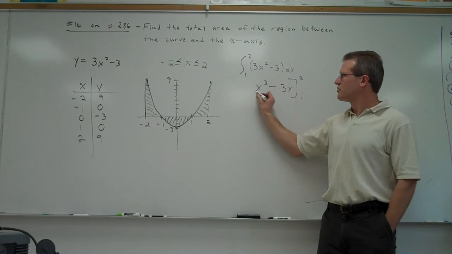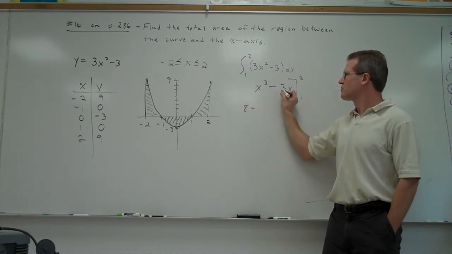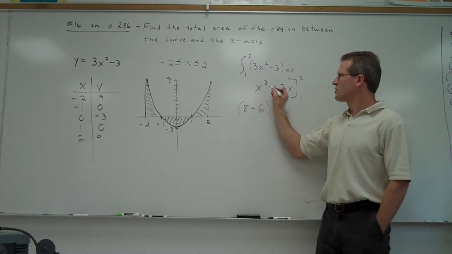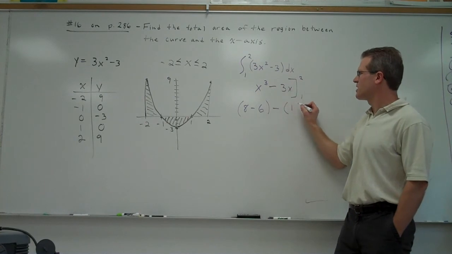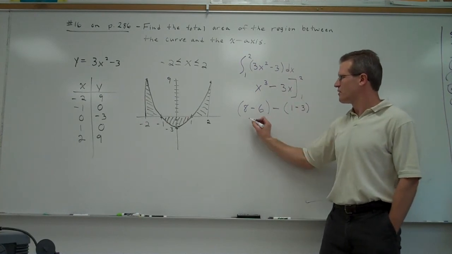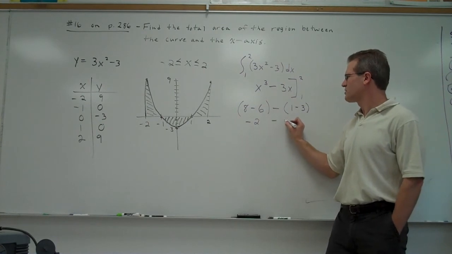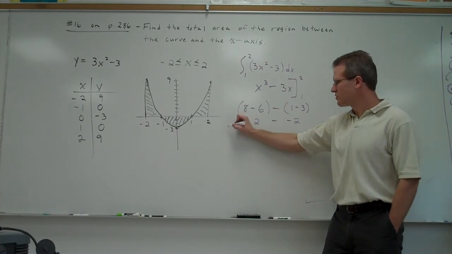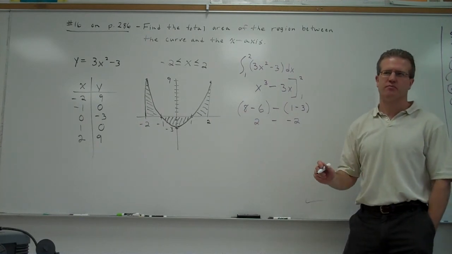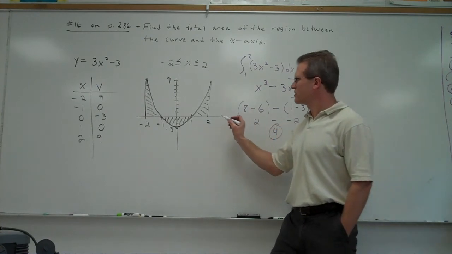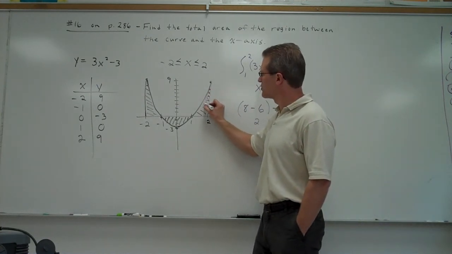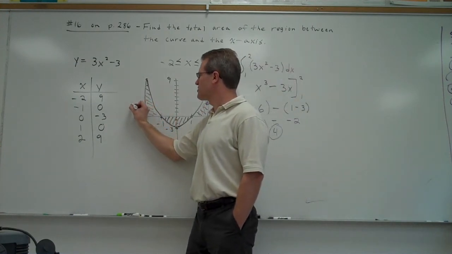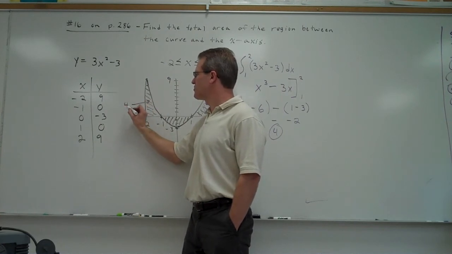I plug in 2. 2 to the third power is 8. 3 times 2 is 6. Minus, then you plug in 1. 1 cubed is 1. Minus 3 times 1 would be -3. So I have 2 minus -2. Oh, something's wrong. Excuse me, 2 minus -2. So what's 2 minus -2? 4. So I know that this area right in here that I'm putting in purple is 4. So it also tells me the area, because of the symmetry, the area over on the left between -2 and -1 would also be 4.